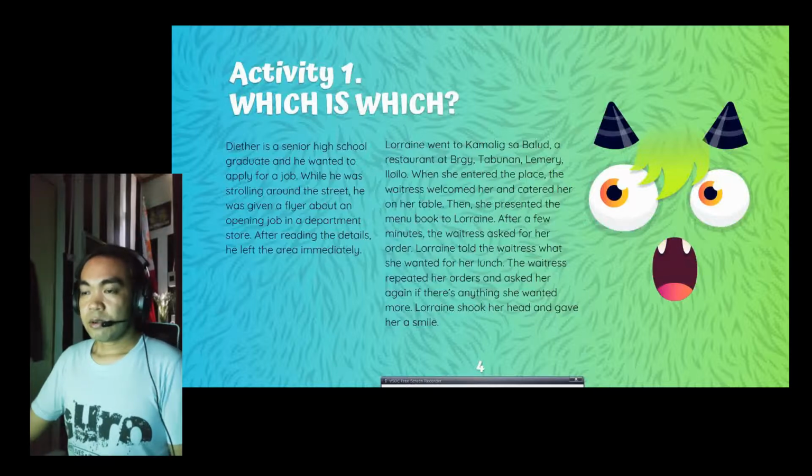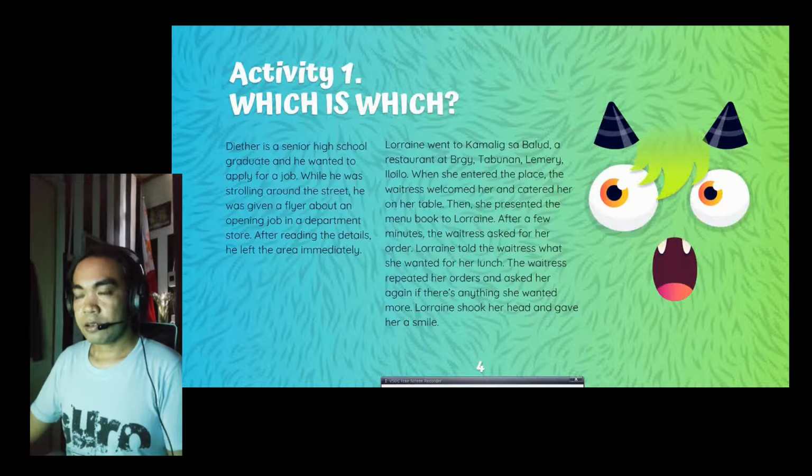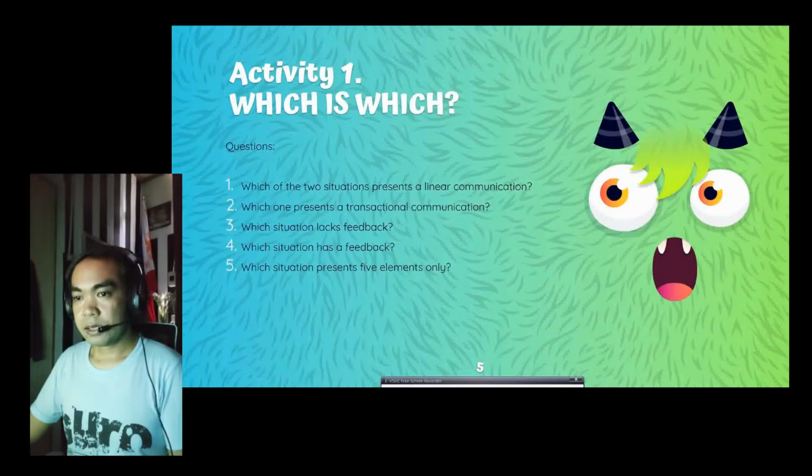So these two articles are showing scenarios of everyday life, and we will follow them with these questions. Which of the two situations presents a linear communication? We could only be able to answer these questions if we have prior knowledge of what a linear communication is. So what do you think?